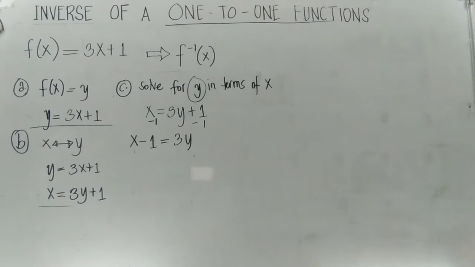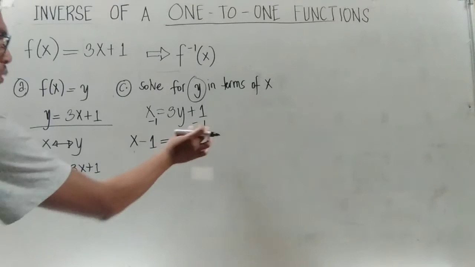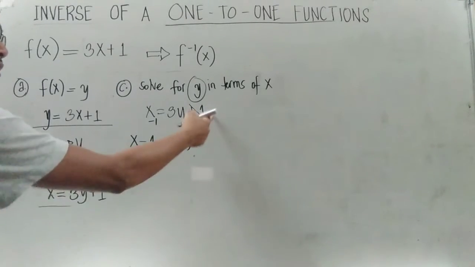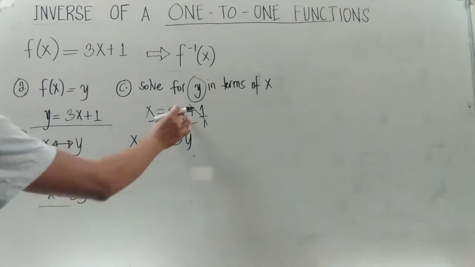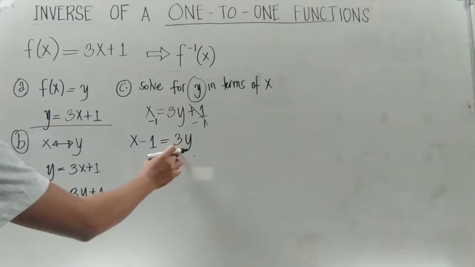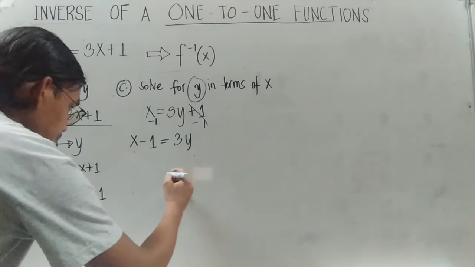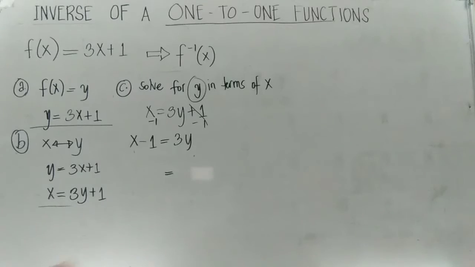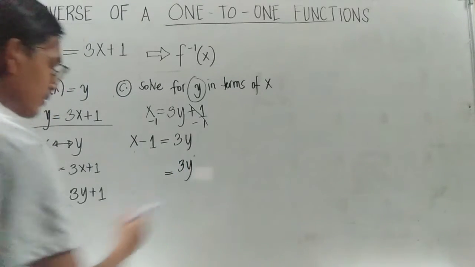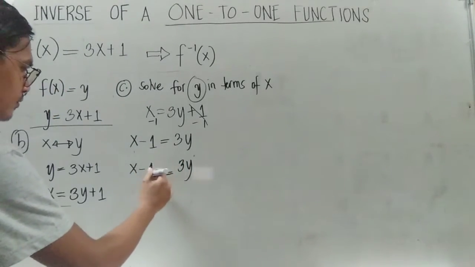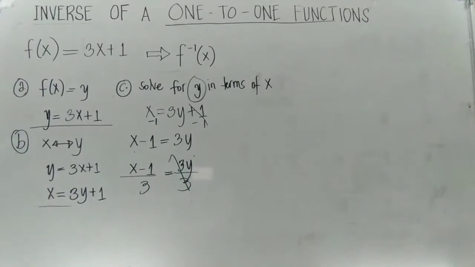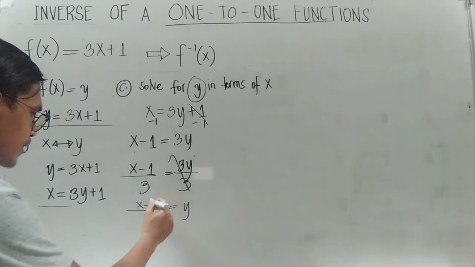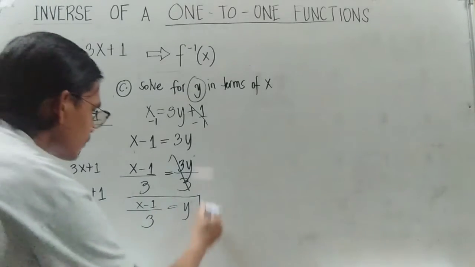Again, your equal symbol denotes balance. So minus 1, your positive 1 will be eliminated. So we have x minus 1 on the other side. The remaining term on the other side is 3y. Then you can divide both sides by 3 to eliminate the 3 on your 3y. So dividing both sides by 3, the remaining on the other side is y. The other side will become x minus 1 over 3.